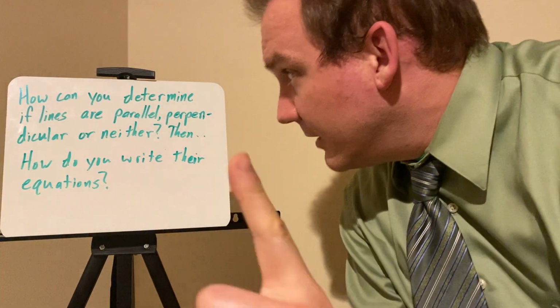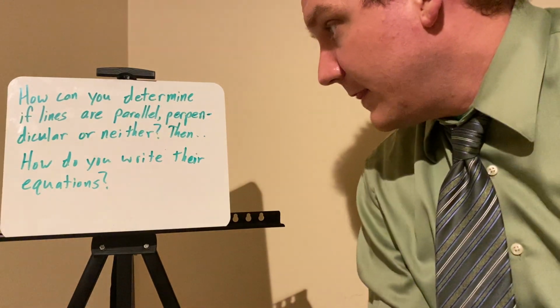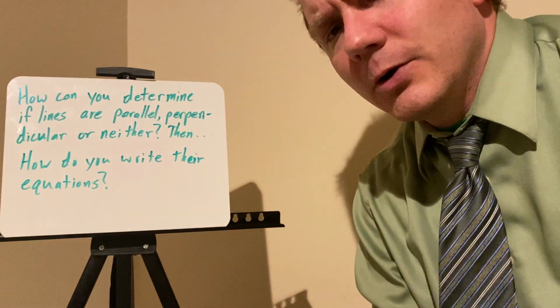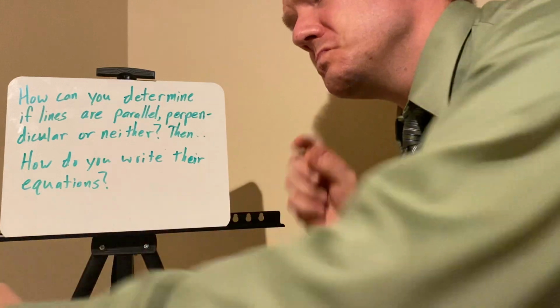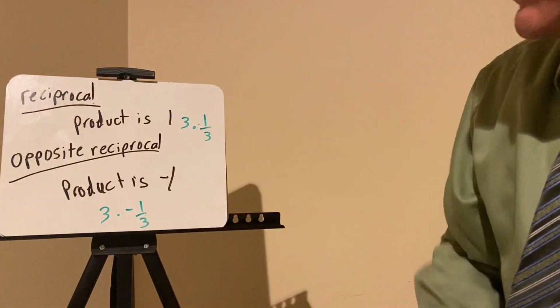How can you determine if lines are parallel, perpendicular, or neither? Then, how do you write their equations? All right, a couple of things to go over.